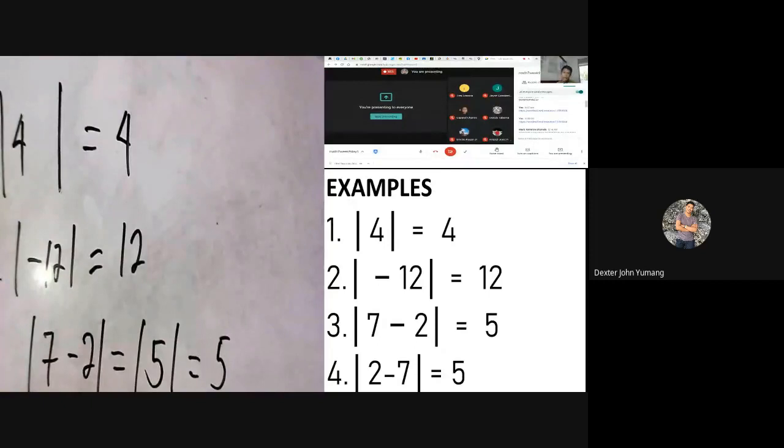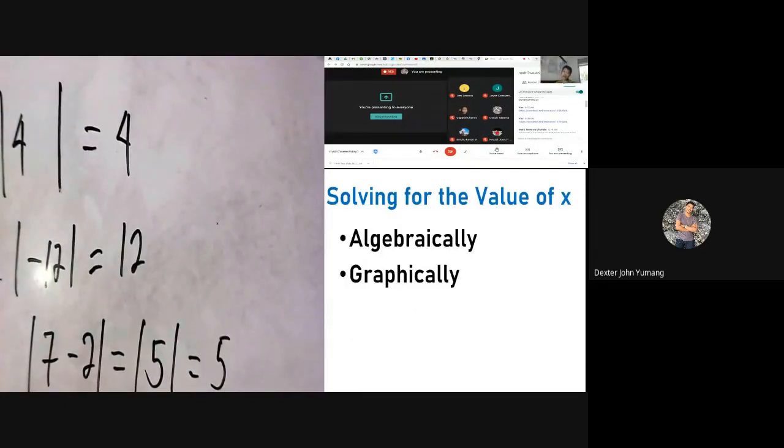Okay, let's continue. These are the two methods of how we solve the value of x. The first method is algebraically, meaning you solve it using algebraic expressions, algebraic properties, and algebraic laws, like the solving of x and y that we did last week. The second one is graphically, which is the focus of our lesson this morning, meaning we will solve it using the graphical method, or what we call graphing. So today we will be learning that. Please copy the two types of solving the value of x.